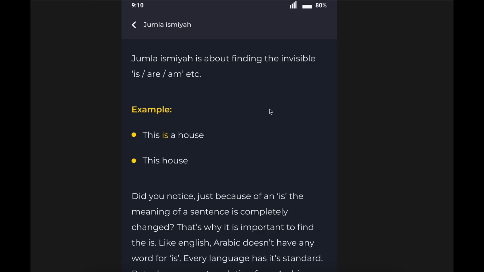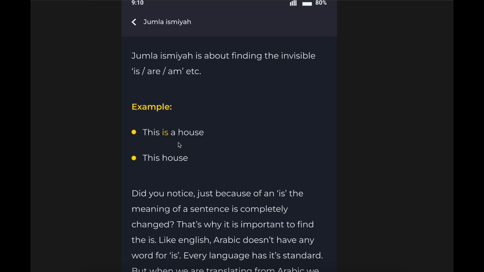In this lesson we are going to learn Jumla ismiyah. Jumla ismiyah is about finding the invisible is, are, or am. Say this example. I can say "this is a house," meaning I can use is, or I can say "this house." In this sentence, I did not use is. So, did you notice? Because of is, the meaning of this is completely changed.